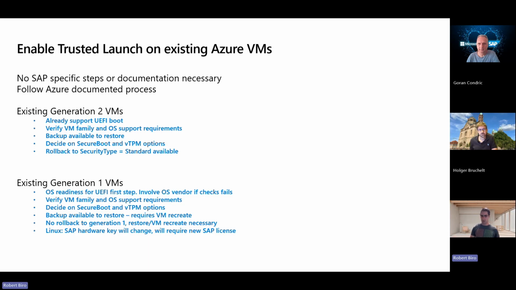But let's assume the OS is ready. The VM is ready and is capable of Trusted Launch. You'd trigger the Trusted Launch conversion, which is again a change of the property: generation 1 to generation 2, security type from nothing to Trusted Launch.